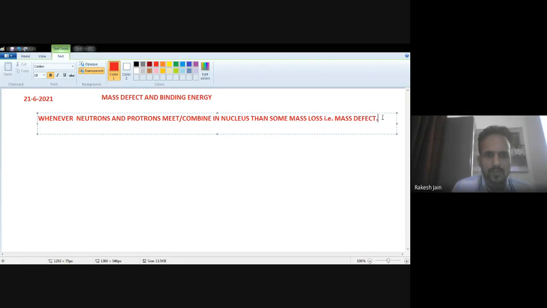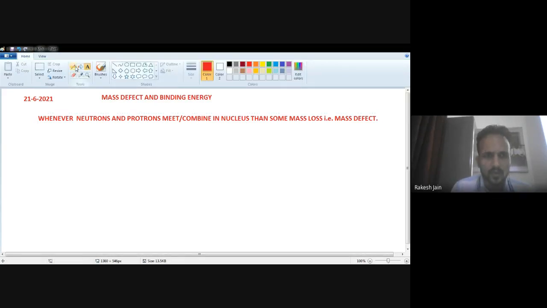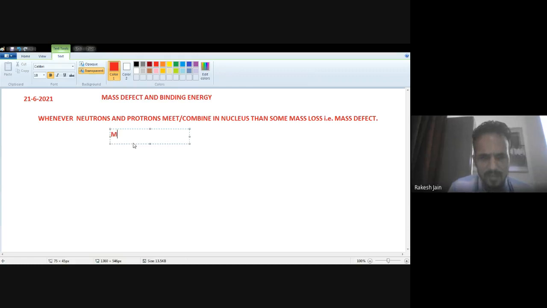So let's suppose, in terms of the numerical representation or the formula, capital M represents the mass of the nucleus, capital Z represents the number of protons, and capital N represents the number of neutrons.